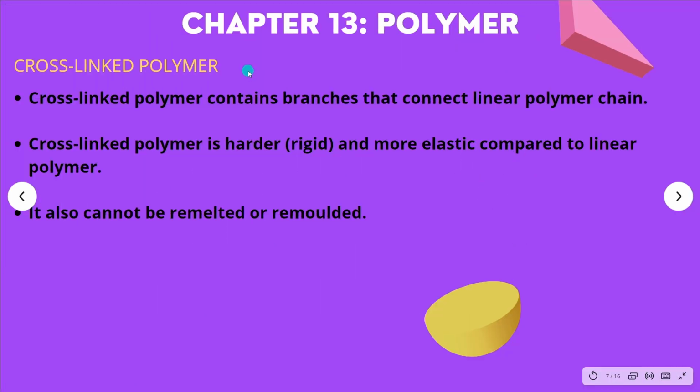Second example is cross-linked polymer. Cross-linked polymer contains branches that connect linear polymer chains. Cross-linked polymer is harder, which is rigid, and more elastic compared to linear polymer. It also cannot be remelted or remolded.